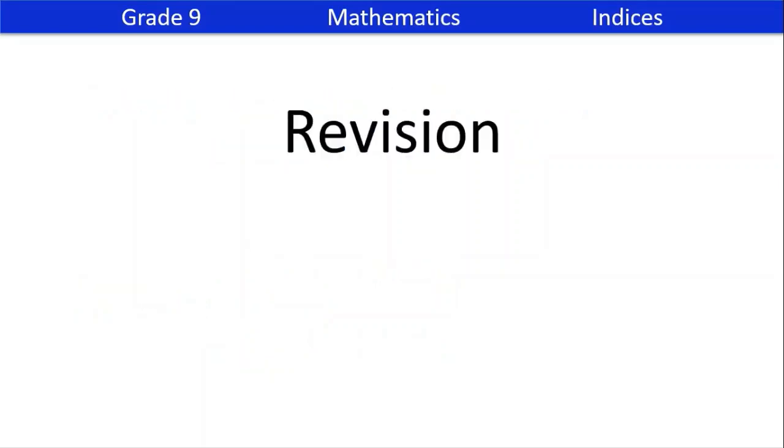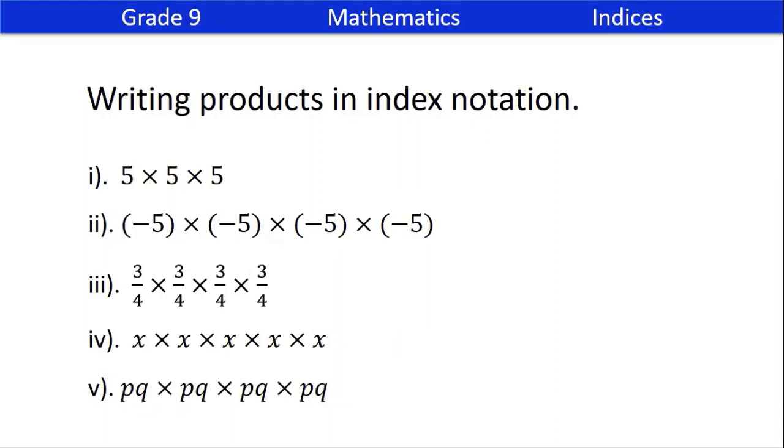So let's have a revision about what you have learned for indices in grade 8. Here guys, you need to write products in index notation. In the first problem, guys, you can see there are 3 5s. So we can write this in index notation as 5 to the power 3. In the second one, we can see there are 4 minus 5s. So we can write it in the index notation as minus 5 to the power 4.